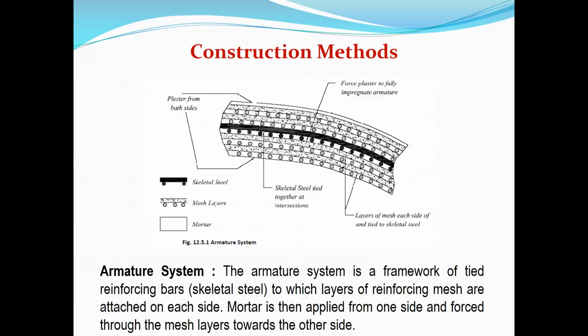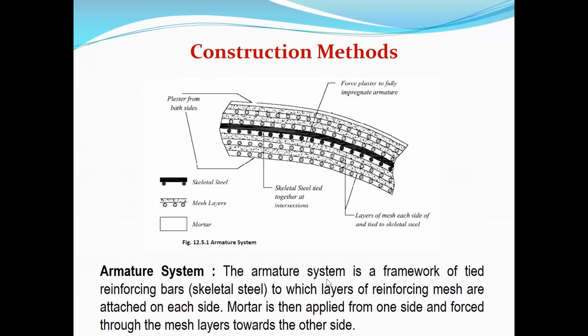In the construction methods, there are various ones. We talked about the armature. Armature means the wire mesh or chicken wire or the welded wire with which we make an armature, or cage. That arrangement can be of 3 or 4 types.